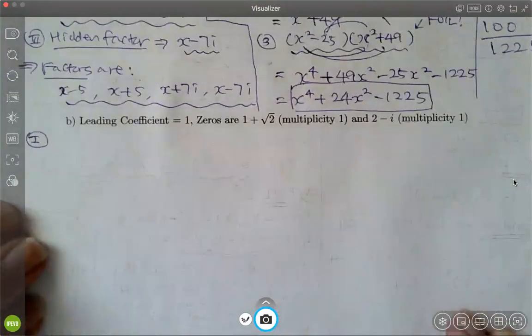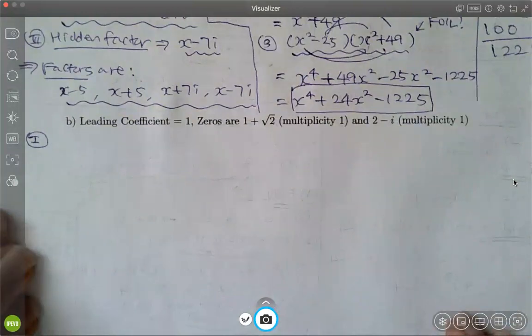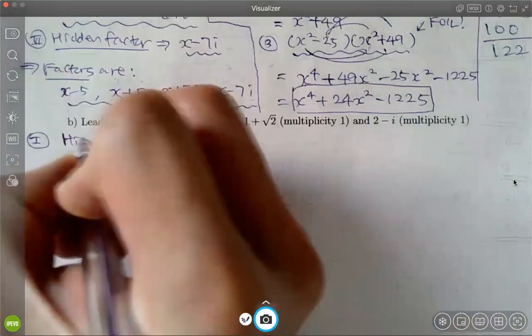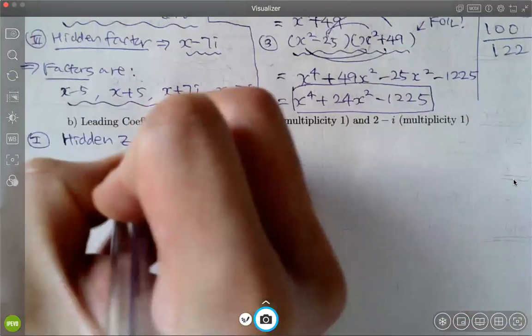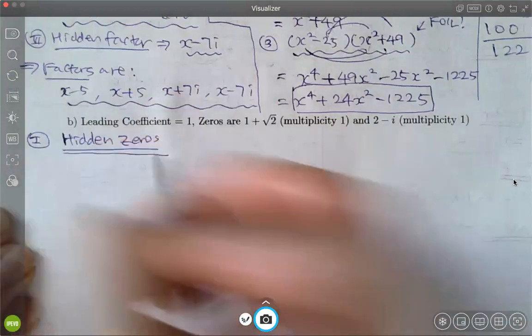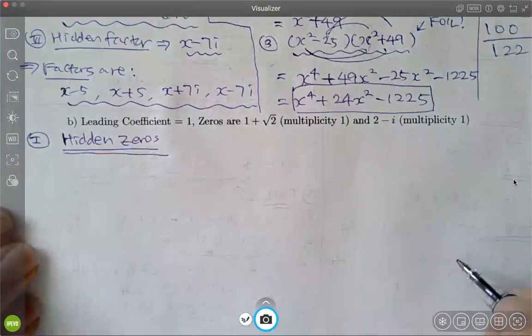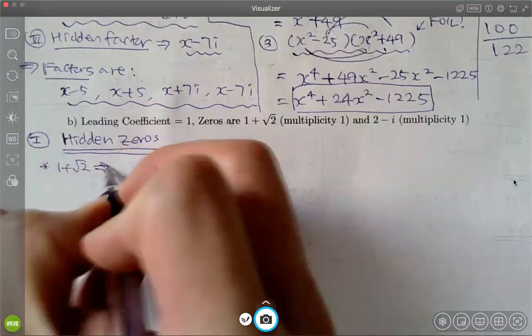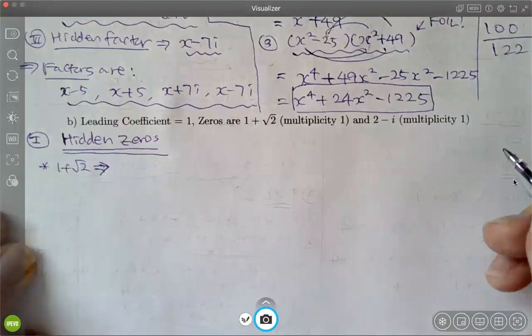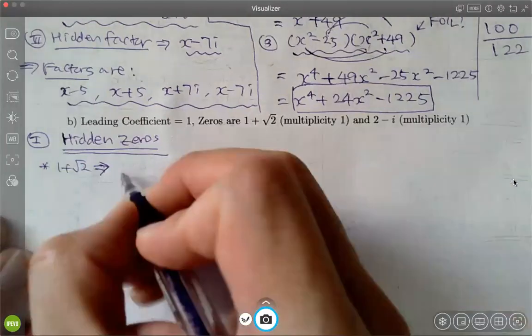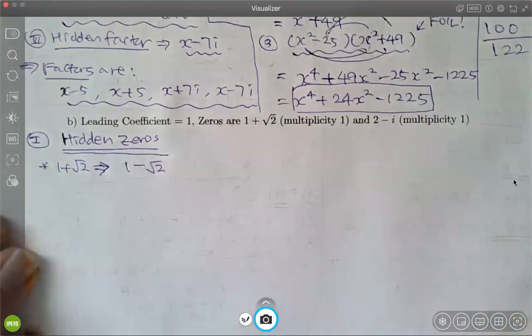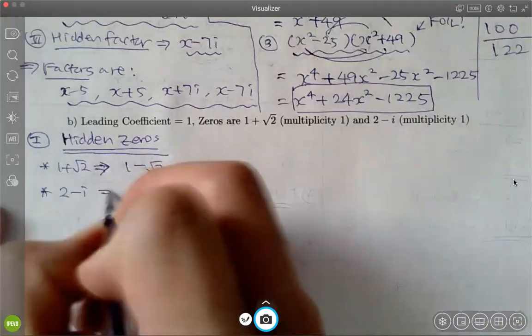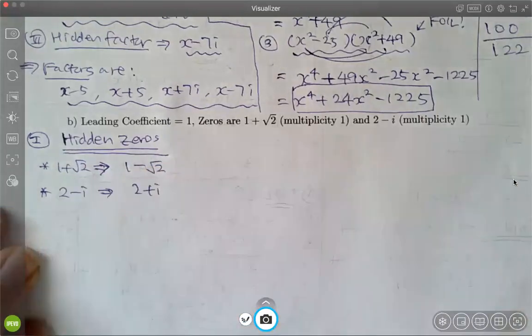I think we can find the hidden zeros, right? Because we have the square root and the I. Okay, so let's start with the square root part. So how do you find its hidden zero? So you have to find its conjugate, right? Which means what? You have to flip the middle sign. Okay, and for 2 minus I, its hidden zero is what? 2 plus I, right?